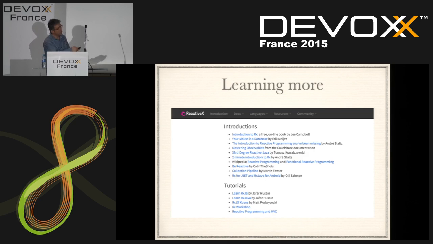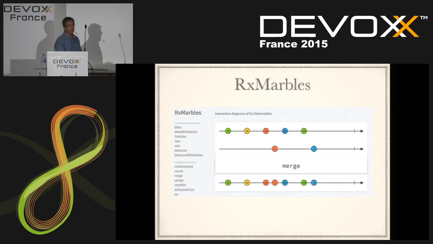There you get a link to a lot of different tutorials. Some of the good ones are from Andre Staltz: the Introduction to Reactive Programming You've Been Missing, that's quite nice. He's also done a website called RX Marbles, which unfortunately I can't show you because my internet doesn't work. But this is an interactive diagram. It has all of the operators for RX, and you can actually click on these and move them left and right, and then you can see how it results.